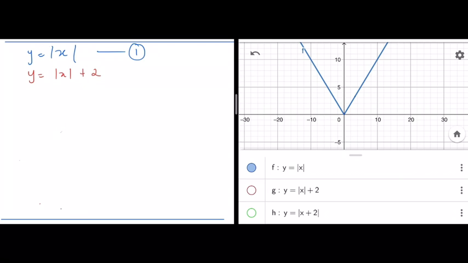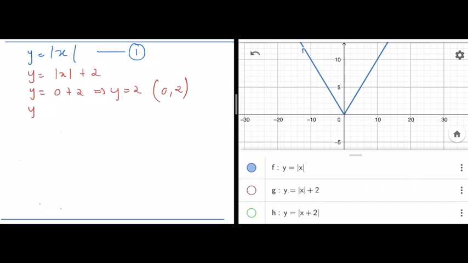Now, for the same value of x, my y will always be 2 more than mod x. That we could figure out from the function. Let us see what will happen if x is 0 and what will happen if y is 0. Considering x is equal to 0, y is equal to 0 plus 2, which implies y is equal to 2. So this graph will touch the y-axis at (0, 2).